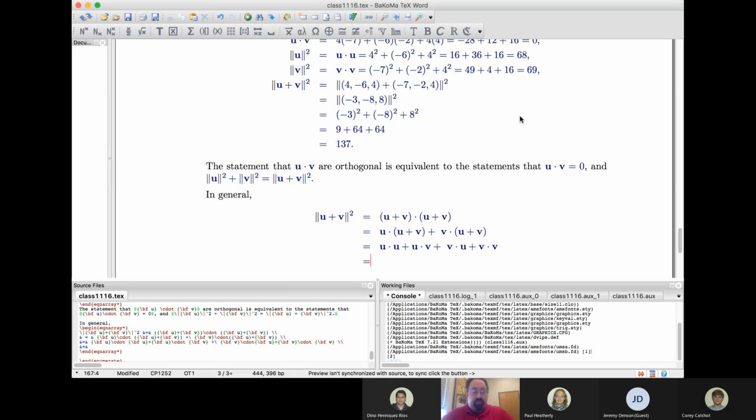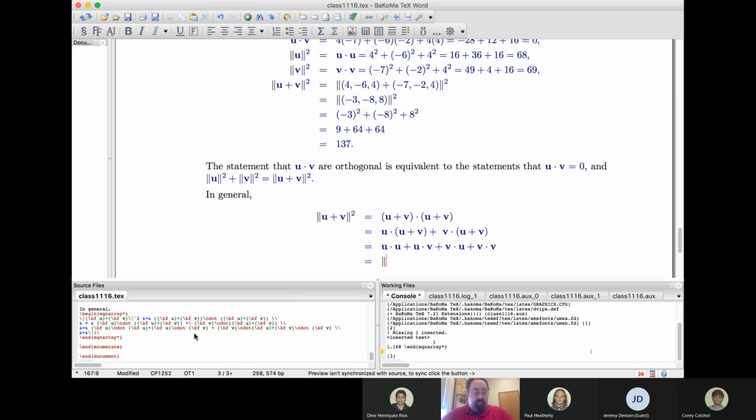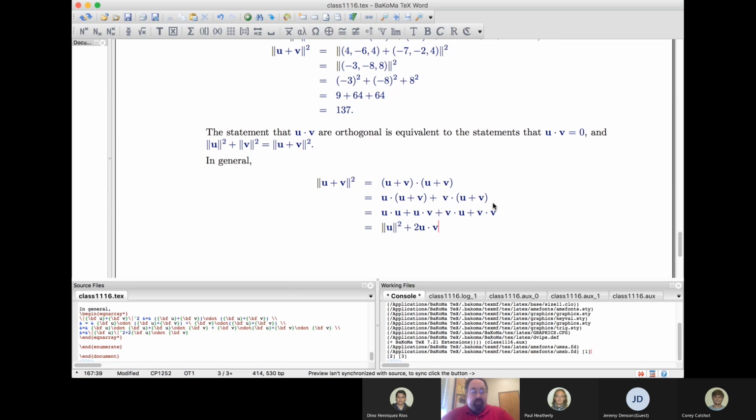So you think of it as foiling also. That works with the dot product. Now, the inner product of u with itself, that's the length of u squared. Now here we have u inner product v, v inner product u. As I mentioned before, the inner product of real valued vectors, not complex, is commutative. These are the same. These are like terms that can be combined. So we end up with that. And then we have the inner product of v with itself. That's the same as the length of v squared.